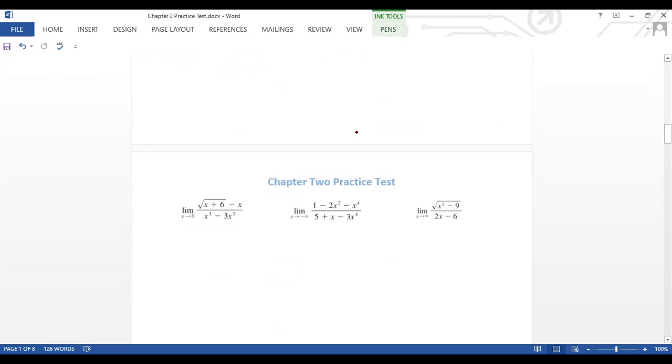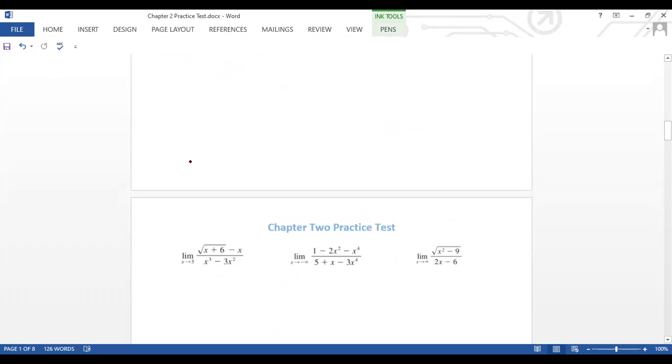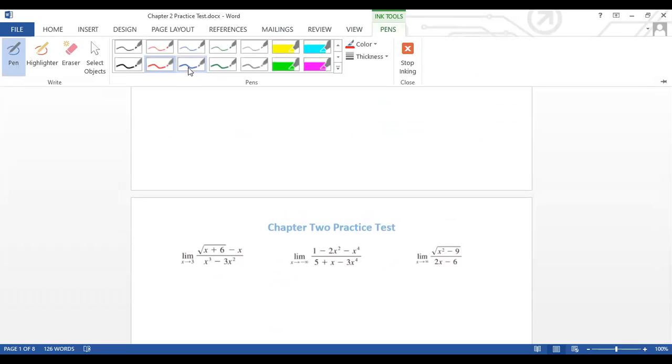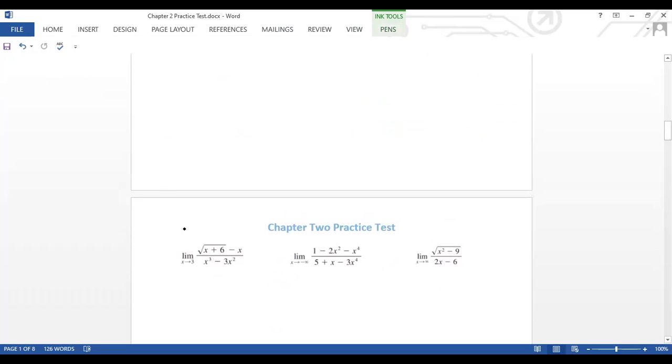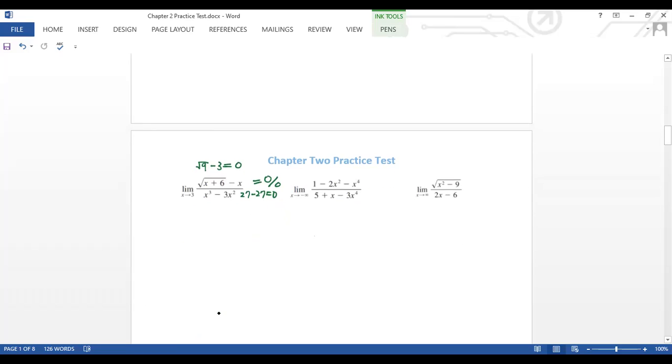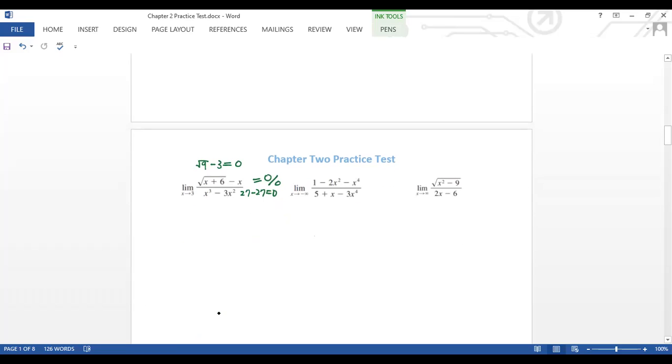All right, let's take a look at our next set. Let's still do the same things here. First, x approaches 3. The top is the square root of 9 minus 3, which is equal to 0. The bottom is 27 minus 27, equal to 0. So we have 0 over 0, which is indeterminate. It's not undefined, it's indeterminate.